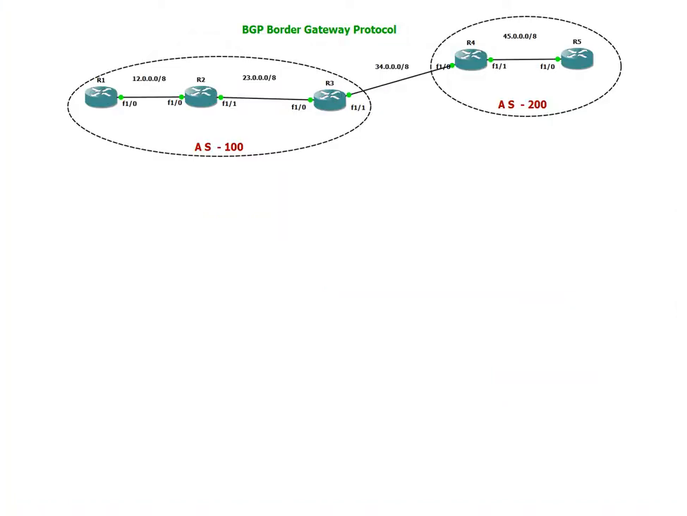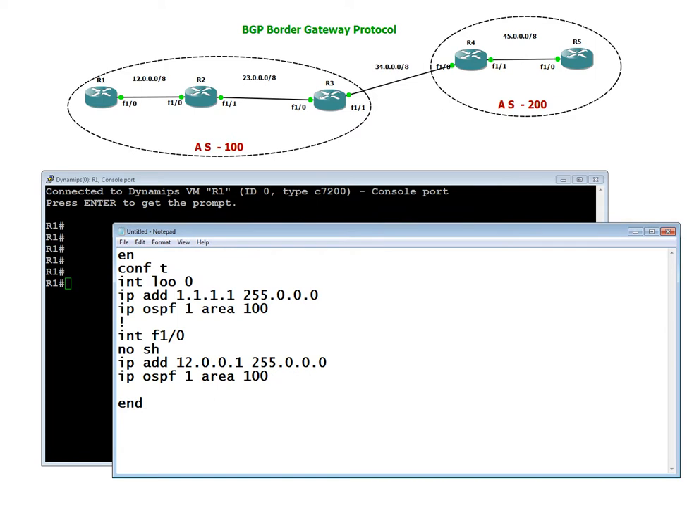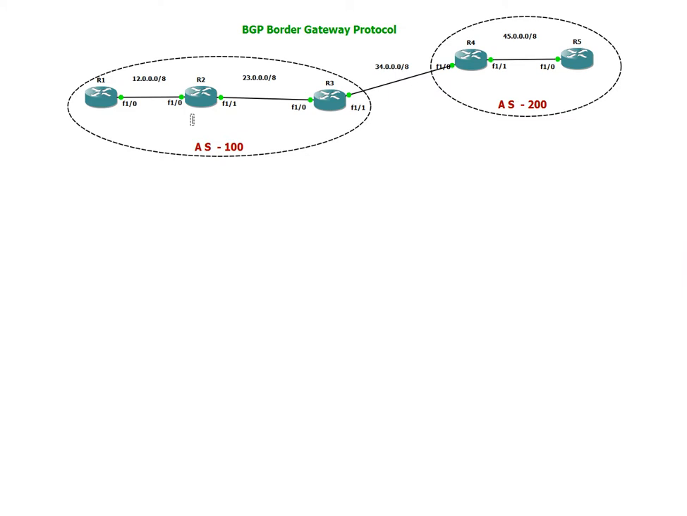I have 5 routers here, and 3 routers I'm going to put in autonomous system 100 and 2 routers I'm going to have in autonomous system 200. Right, what I'll do, I'll just pause the video, do the basic configuration and get back to you. Now I want to show you the configuration. I'm on R1. I'm going to give IP address 12.1 on 1/0 and 1.1.1 on loopback 0, and I'm planning to run IGP protocol OSPF.